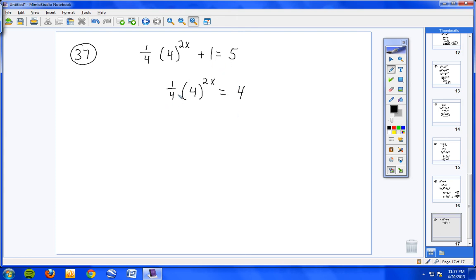Now notice the 1/4 and the 4 are multiplying, so the only way to get rid of that 1/4 is to divide. So I divide both sides by 1/4. These cancel, and I'm left with 4 to the 2x power equals, and let's see, this should give you 16. 4 divided by 1/4 is 16. Use your calculator if you need to.